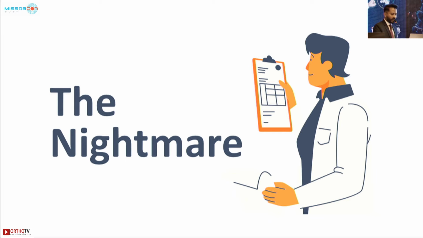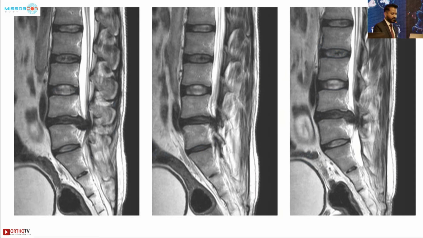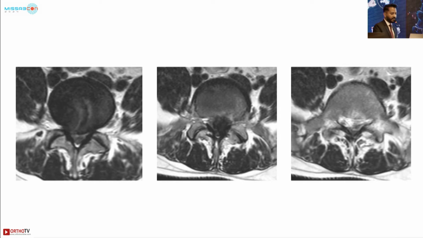So this was one of the worst nightmares for me. This was a young chap who came to me with acute cauda equina syndrome. You can see here there is a huge central disc prolapse, but at the same time there was a global annular bulge also. So in this particular case, you have to address both the pathologies, the extruded sequestrated fragment as well as the global annular bulge.